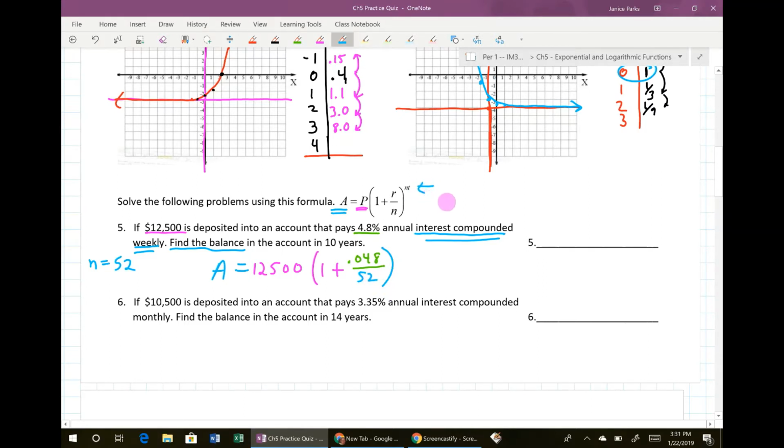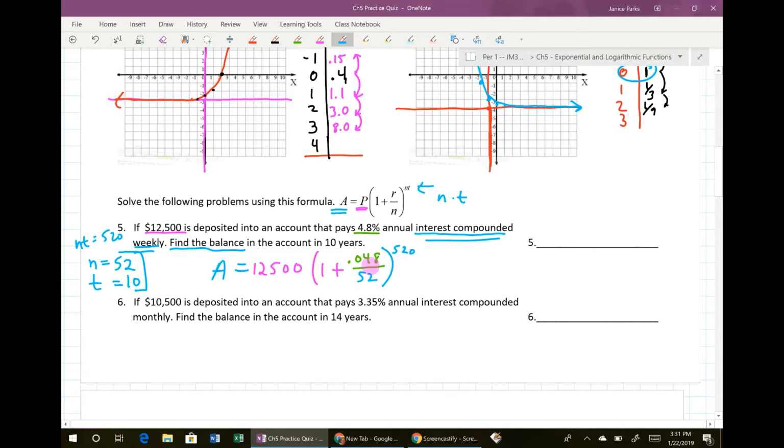The NT means N times T multiplied together. So T is a time period. In this problem, the time period is 10. So if you multiply N times T together, you get 520. Okay, so NT is 520, and that's the exponent.